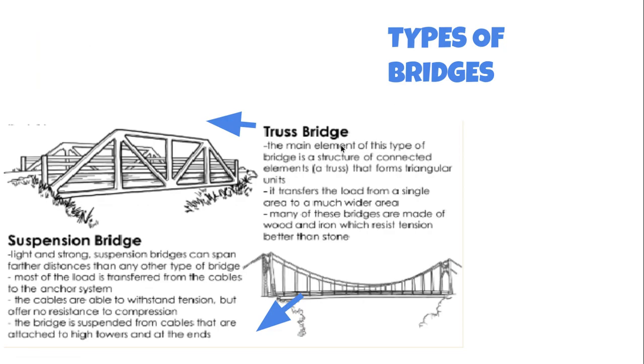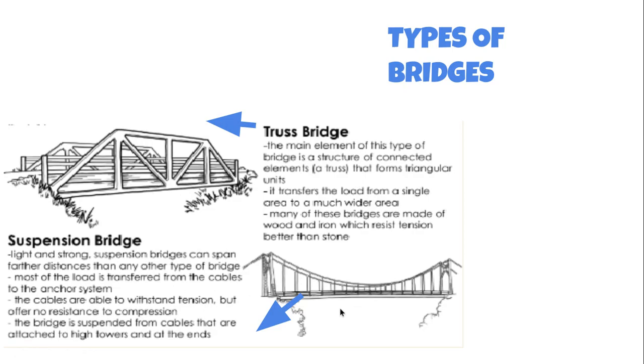You have a truss bridge. The main element of this type of bridge are these structures that are called trusses, these interconnected triangles that give structure. It transforms the load from a single area to a much wider area. These bridges are made of wood and iron, which resists tension better than stone.